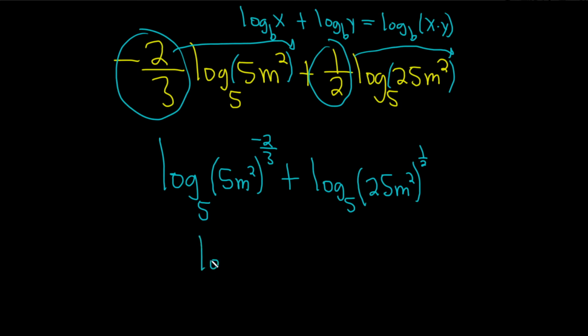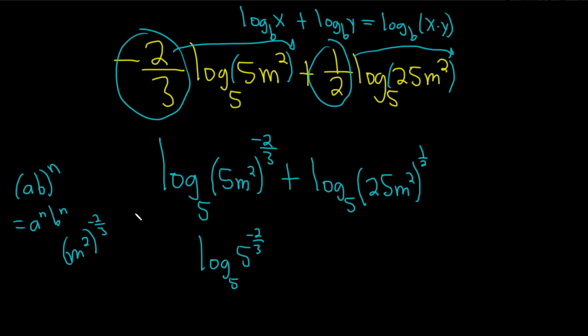This is log base 5. So how this works is when you have 5 times m squared and you're raising it to the negative 2/3, you basically raise each piece to the negative 2/3. The rule says if you have, say, ab to the n, this is just a to the n, b to the n. So we'll have 5 to the negative 2/3. And then we'll have m squared to the negative 2/3. That's what we're going to have.